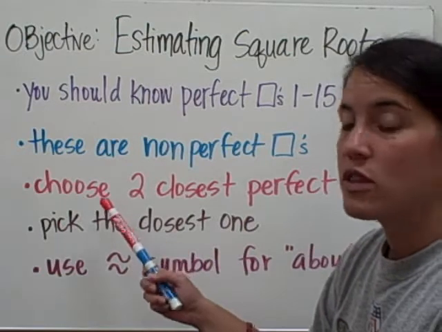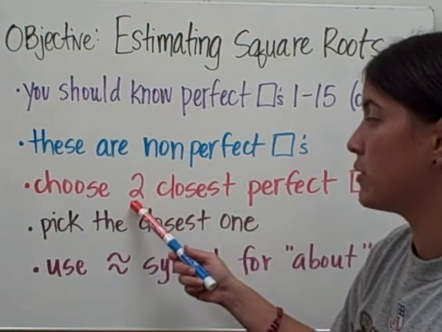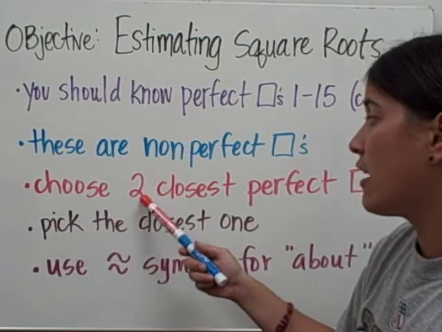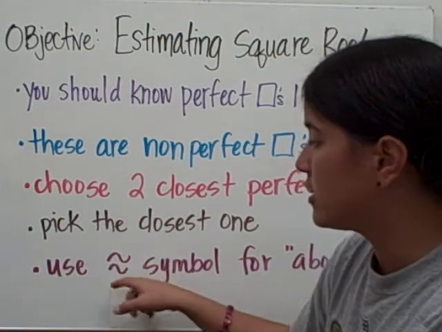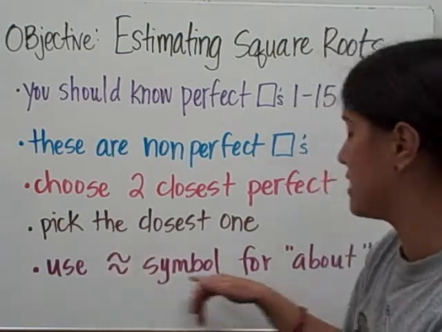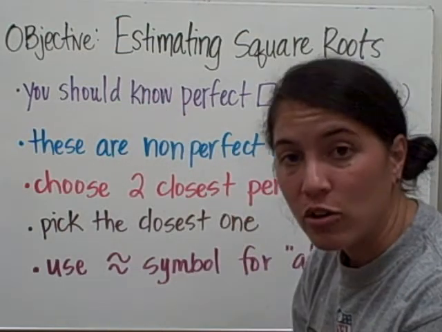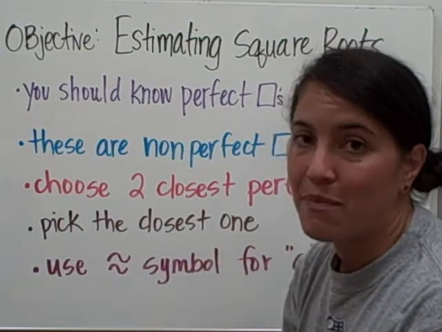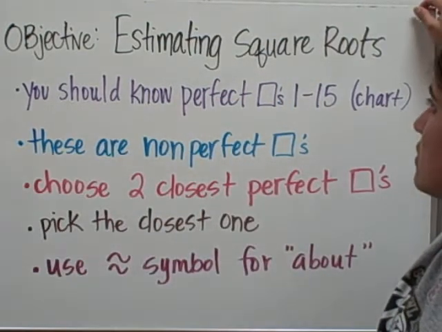And the way you do this is you're going to choose the two closest perfect squares to the number. And then out of those two, you're going to pick the one that's the closest. And then this symbol right here, it's like a squiggly equal sign. We're going to use this symbol because it means about. These are estimates, so it's about. It's not equal to, but it's about. So let me show you some examples.